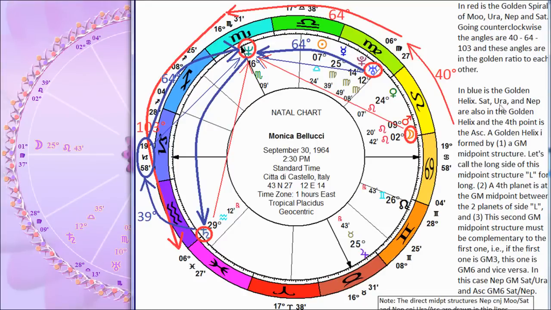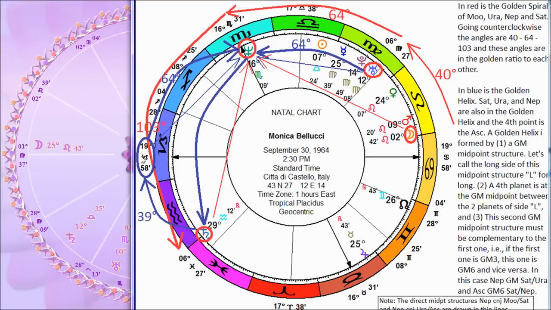Now, Monica Bellucci amazingly has both a golden string. There's that old term again. A golden string, which I showed you, the Moon, Uranus, Neptune, Saturn, which is in red. She also has a golden pyramid, which I've put in blue here. It involves 3 of the same planets. Uranus, Neptune, and Saturn are in both a golden string, that's the red, and a golden pyramid, which is blue, if her ascendant is very accurate.